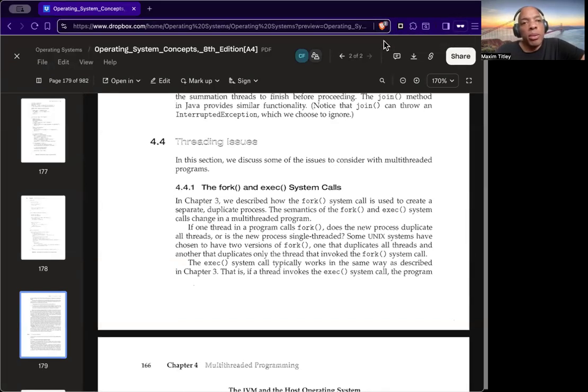Okay, so here we are looking at, once again, operating systems. All right. And we were talking about threading yesterday, right? But there are a few issues that come up with threading.